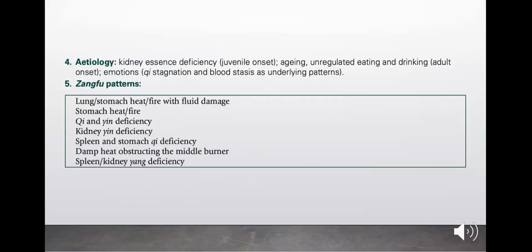Etiology: kidney essence deficiency for juvenile onset; aging, unregulated eating and drinking for adult onset; emotions, qi stagnation and blood stasis as underlying patterns. The zang-fu patterns for diabetes mellitus include lung or stomach heat, fire with fluid damage, stomach heat or fire, qi and yin deficiency, kidney yin deficiency, spleen and stomach qi deficiency, damp heat obstructing the middle burner, spleen, kidney yang deficiency.